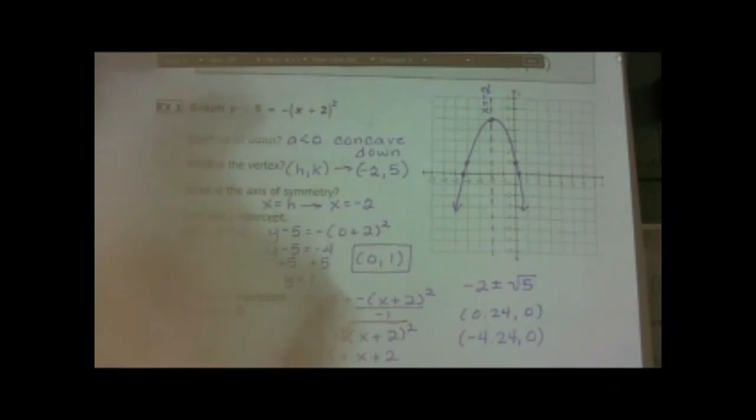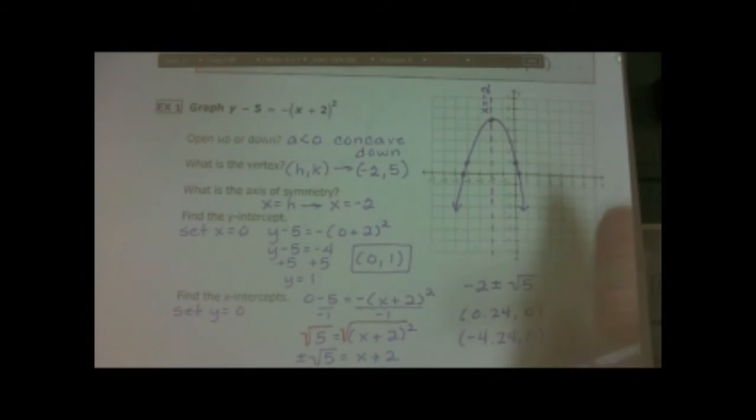It's all of this work that students usually don't do when they're trying to graph these on the homework, which is why I gave you the document I did, so you can reference all of this. All right, let's do one more example.